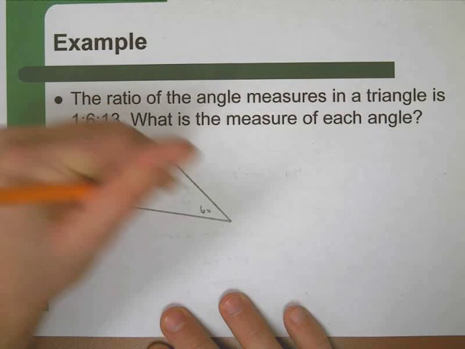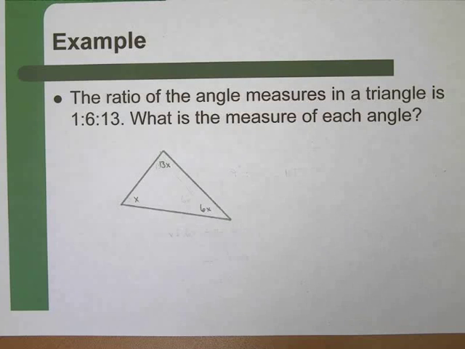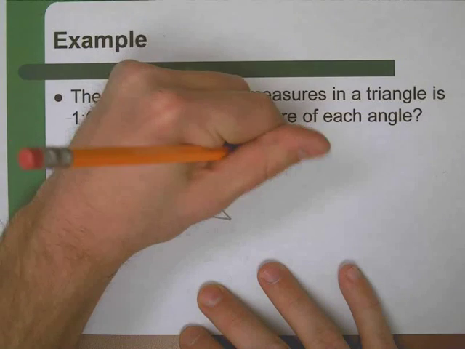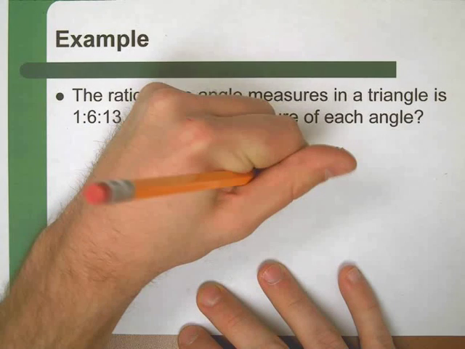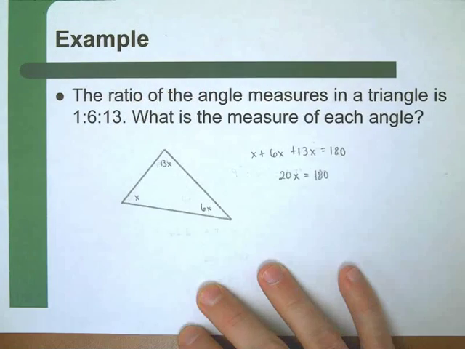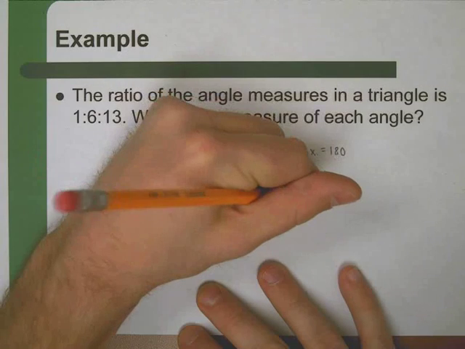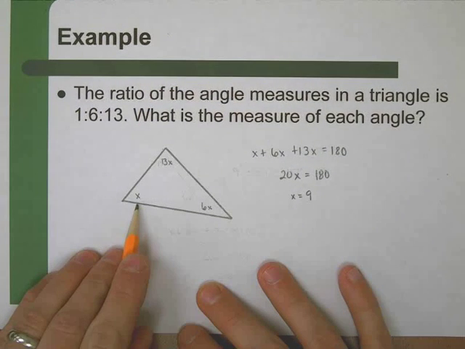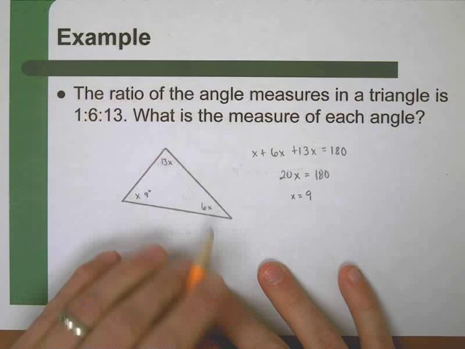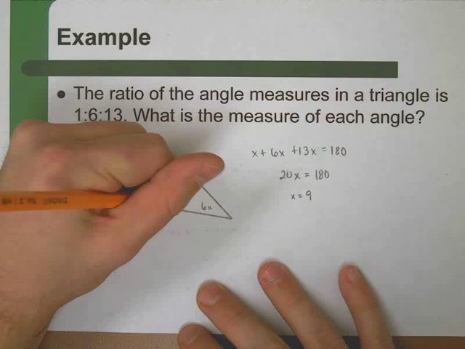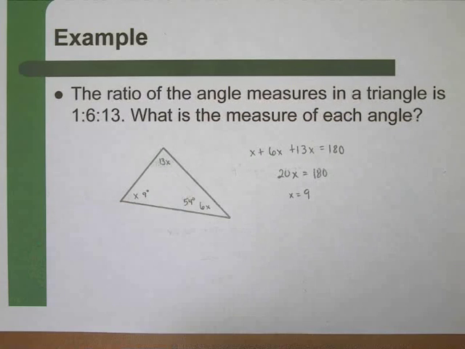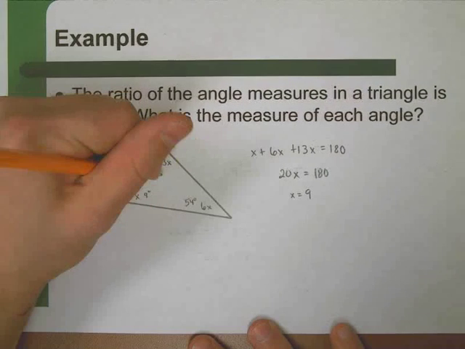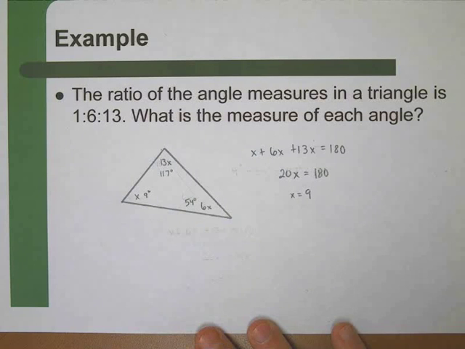So instead, I'm going to write 1x, 6x, and 13x. And here's what I know. Those 3 values add up to 180 degrees. So x plus 6x plus 13x is equal to 180. That would be 20 x's, which is equal to 180. And if 20 x's is equal to 180, that means each x is 9. So that means that this angle here is actually just 9 degrees. This is 6 times 9, which is 54 degrees. And this is 13 times 9, which is, 117 maybe? Let me check. Yep, 117 degrees, okay?